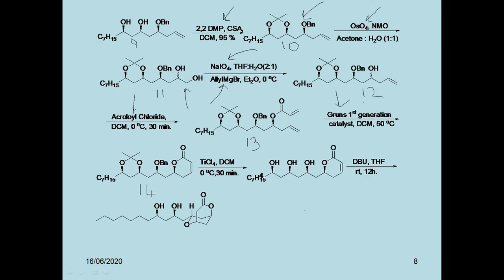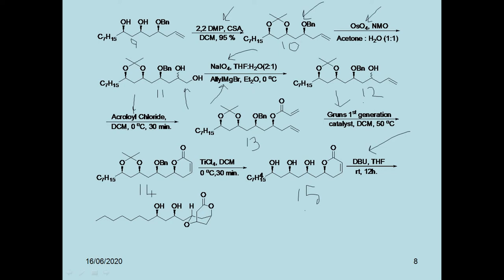Then you treat compound 14 with titanium tetrachloride in DCM. With titanium tetrachloride, first the acetonide is removed, then the benzyl is removed, and you get compound 15. Then compound 15 is treated with DBU. Here oxa-Michael addition takes place, so you get the target molecule, polyrachitol A.